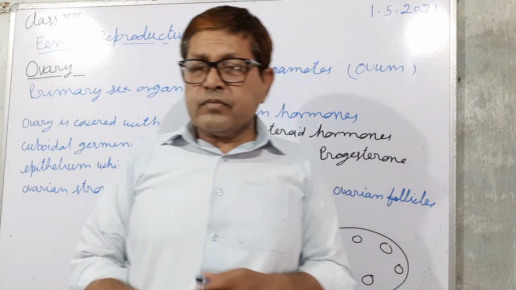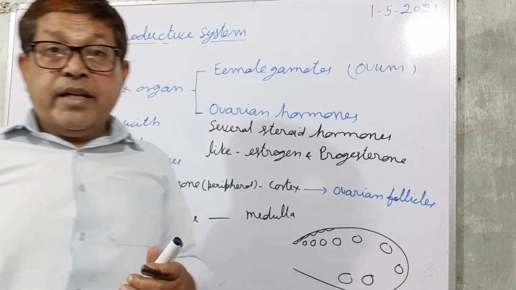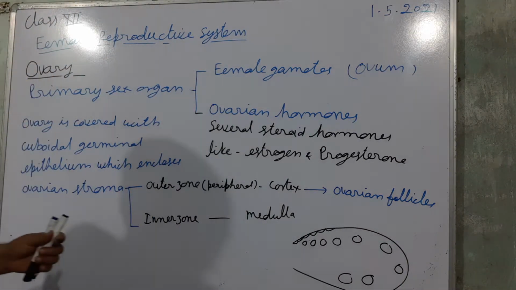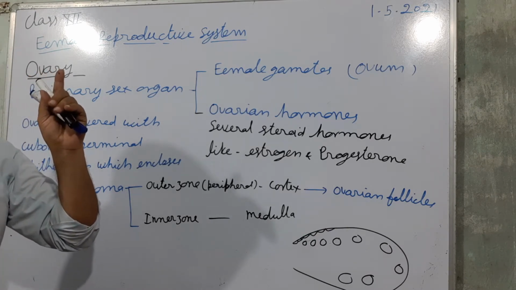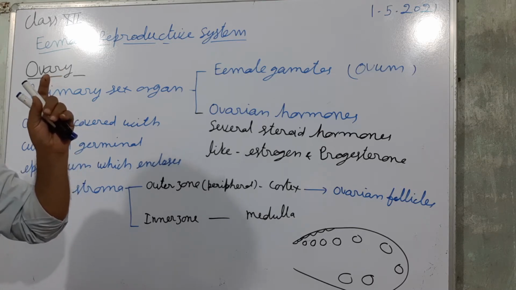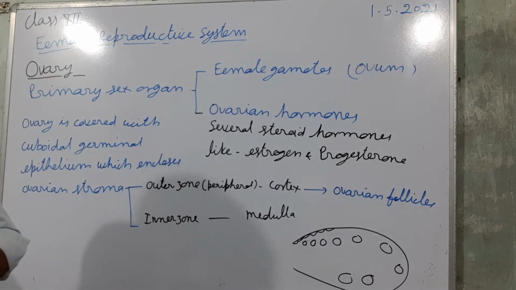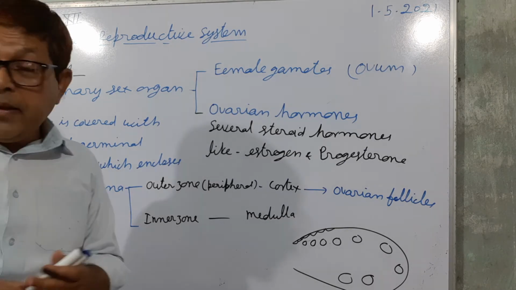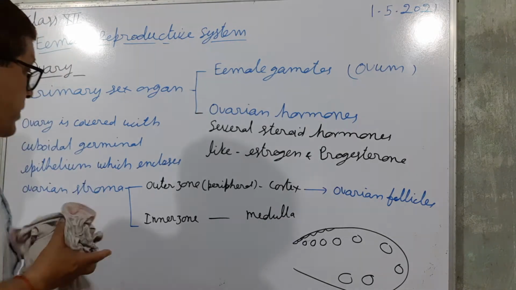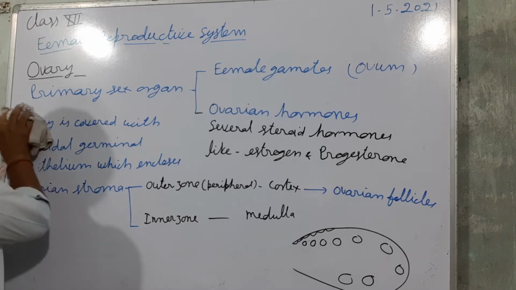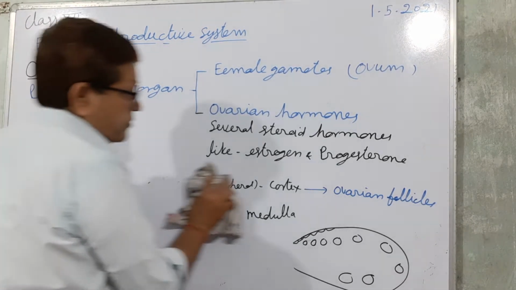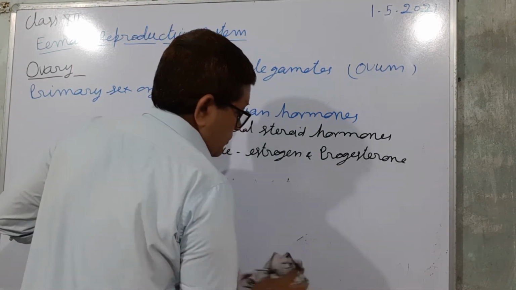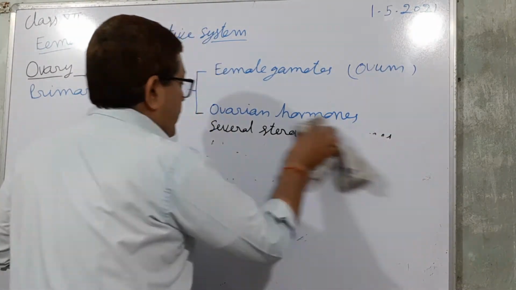So the next part of the female reproductive system after the ovary, which is the primary sex organ, is the oviduct. Next one is the oviduct, the fallopian tube.